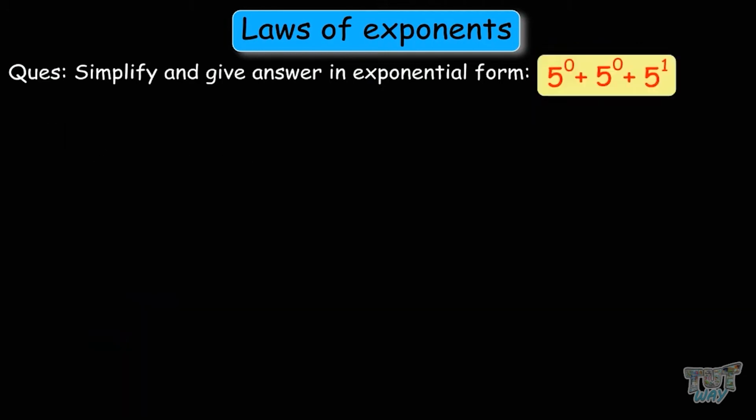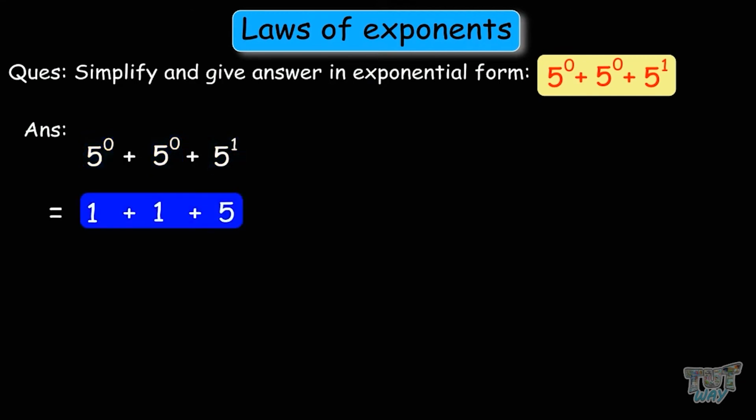Next question, 5 to the power of 0 plus 5 to the power of 0 plus 5 to the power of 1. 5 to the power of 0 is equal to 1 plus 1. And then we add 5 to the power of 1, which is just 5. And our answer will be 7.